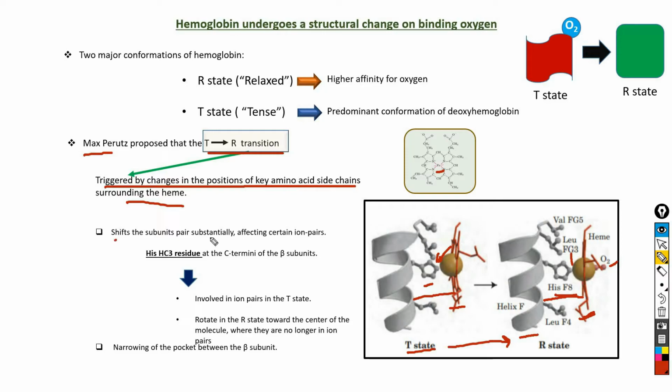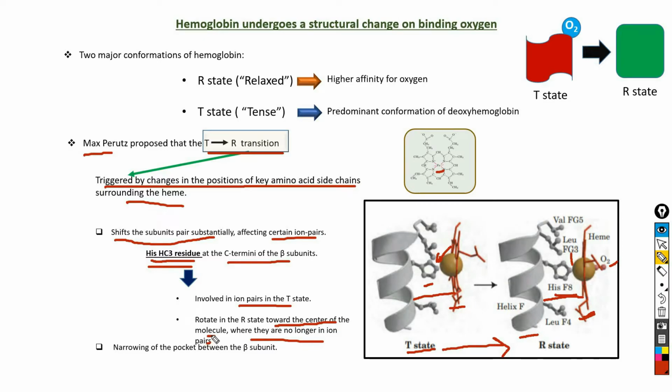First one is the shifting of the subunits pair, which substantially affects certain ion pairs, and most important is His HC3 at the C termini of the beta subunits, which is involved in ion pairs in the T state. In the transition from T state to R state, the His HC3 residue rotates towards the center of the molecule, where they are no longer in ion pairs.